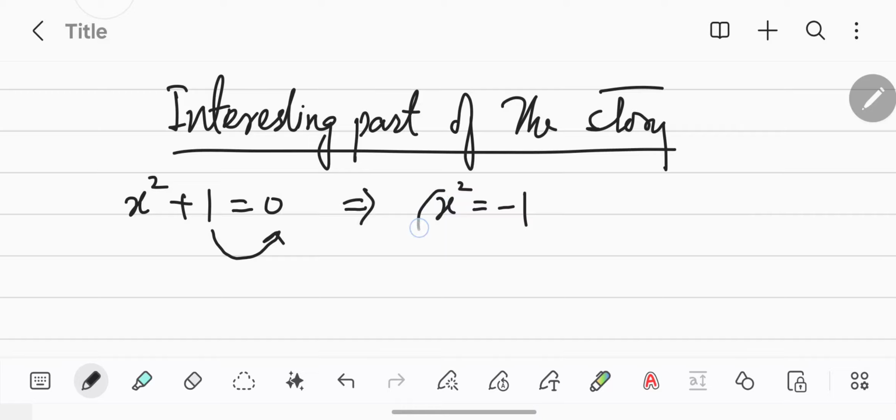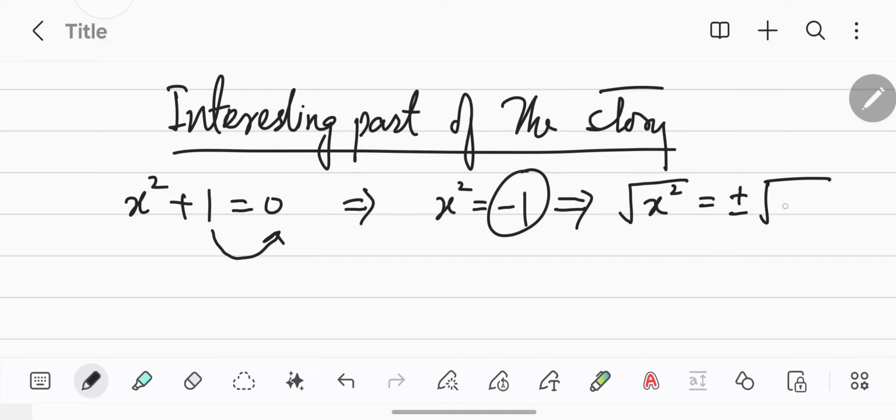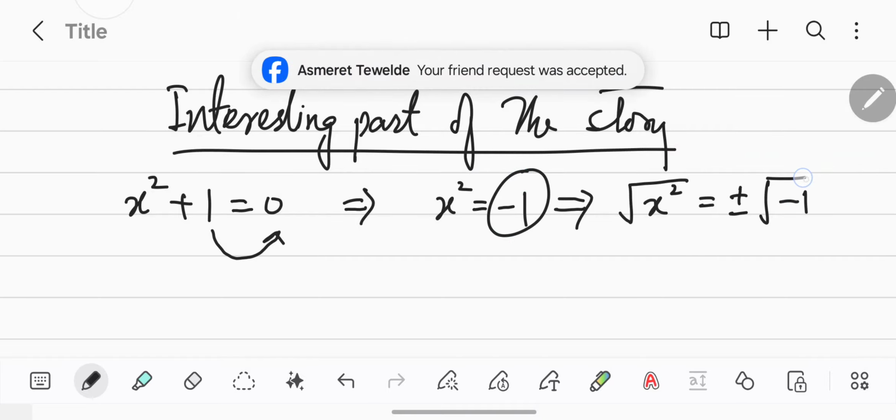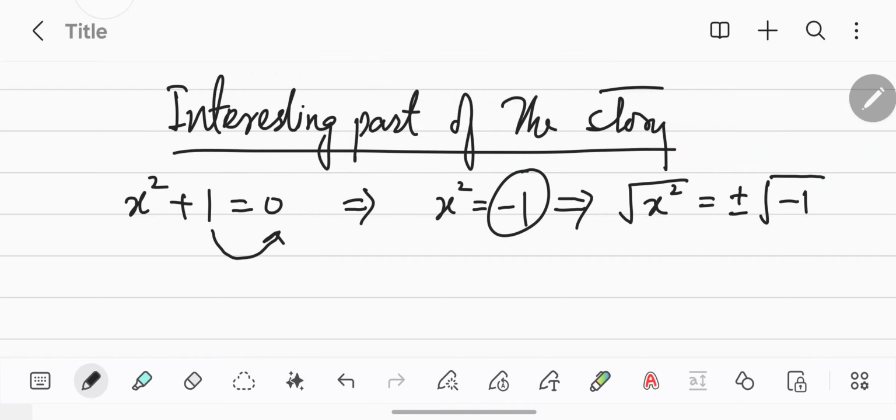Since you need x, but this is x square, right? We don't need square, so we will kill this square by taking square root. How will I kill the square? So I will take square root on both sides. Here and here I will have plus and minus. I have to take square root of minus 1. I will get square root of minus 1.